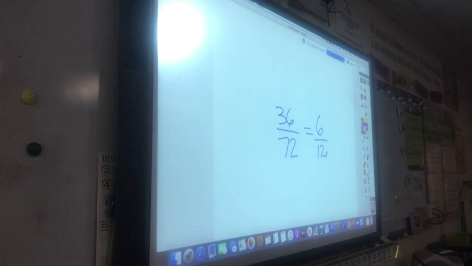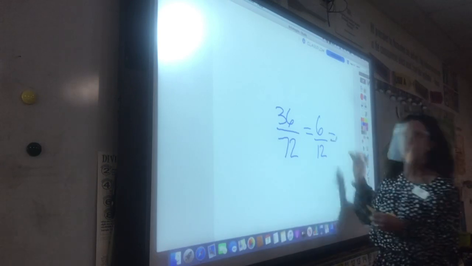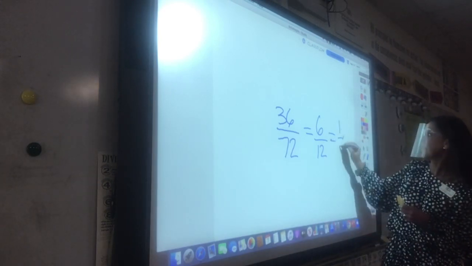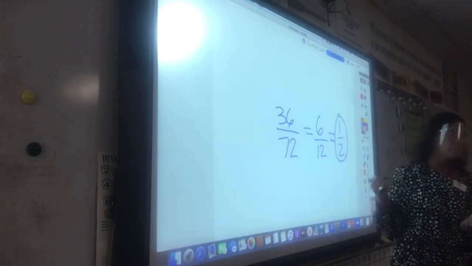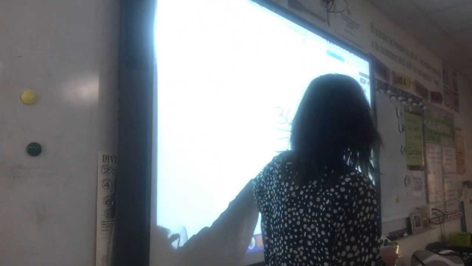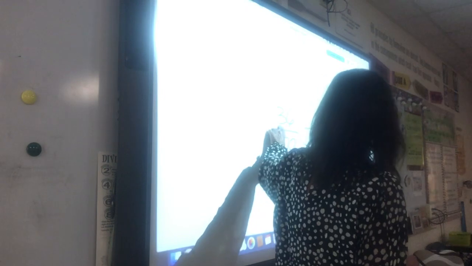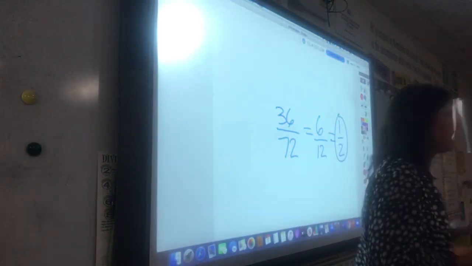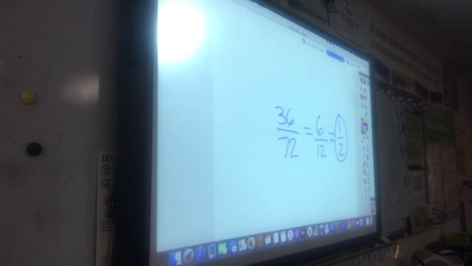And so we need to keep going. And so what can go into both 6 and 12, BJ? 6. So if we divide the top by 6, what do we get? 1. And the bottom? 2. Exactly. So actually, the biggest thing that goes into both numbers is 36, because 36 goes into 72, but you didn't need to know that, because you can just keep going and you get the answer eventually. Okay, so if it's not in simplest form, just keep going.